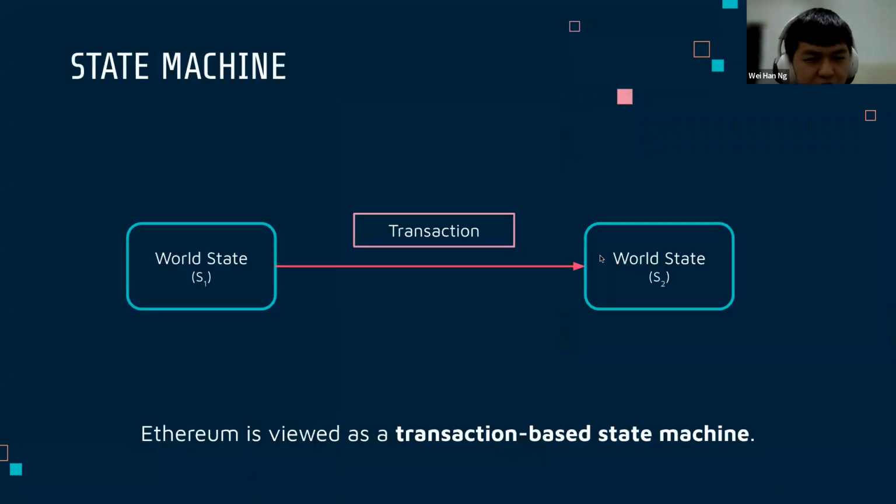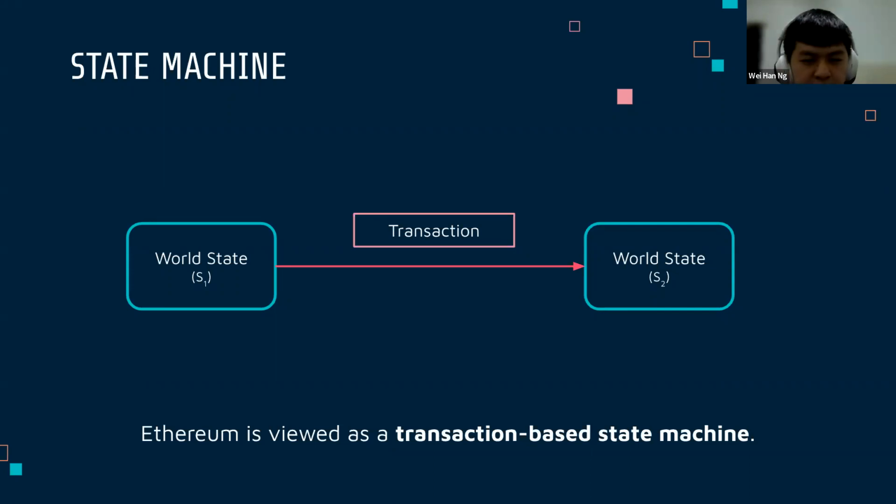So first off, state machine. If I were to summarize what Ethereum is, I can summarize Ethereum as a state machine. To be more specific, Ethereum is a transaction-based state machine. So you might ask, what is a state machine? Let's talk about the word state. If you are from computer science or any technical background, state is basically just like a database. A state is like a database that stores certain persistent data. And the term world state means that this world state is like a universal state, or a state that is consistent throughout the entire Ethereum ecosystem or the Ethereum network. That's why we call it a world state.